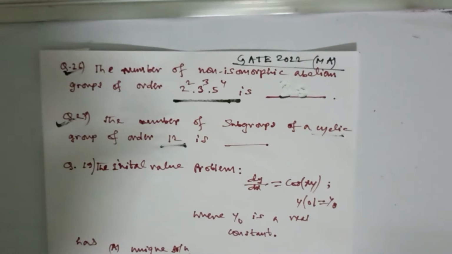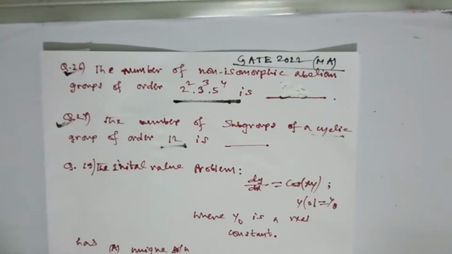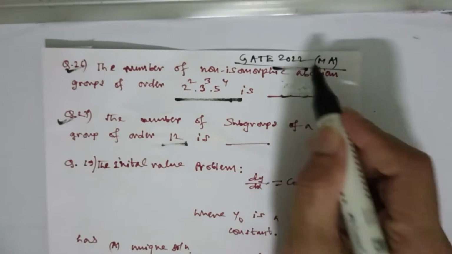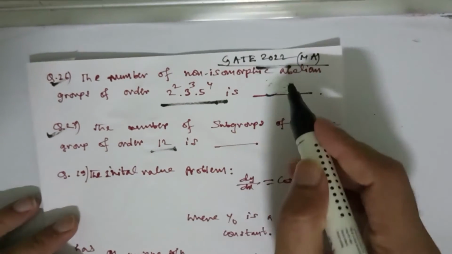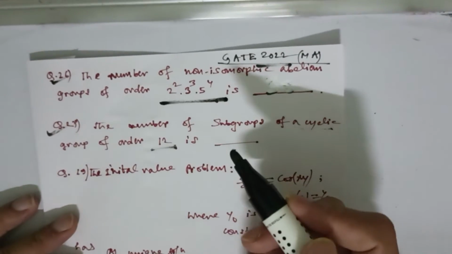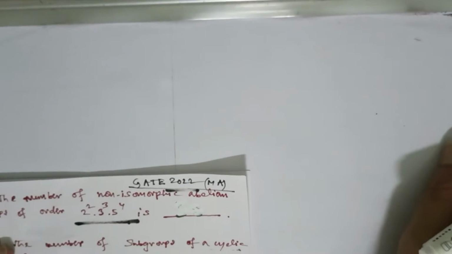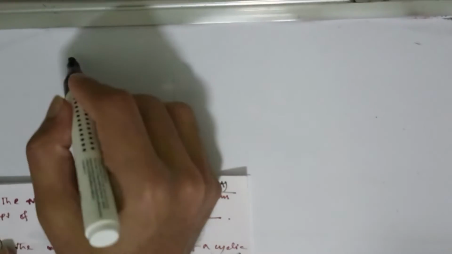Today in this video we are going to discuss three important questions of GATE 2022. Okay, so first question: the number of non-isomorphic abelian groups of order this. For this question we have to recall a result first.